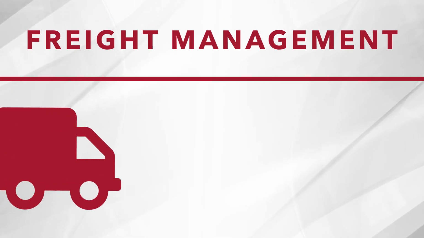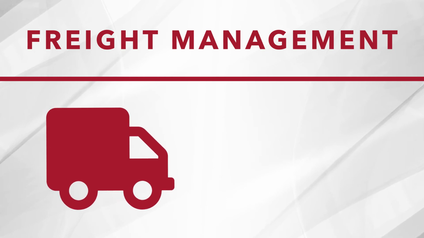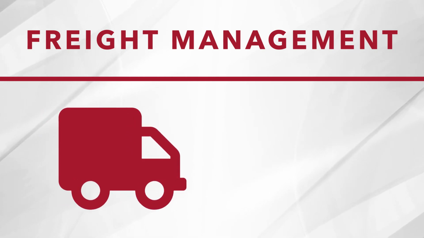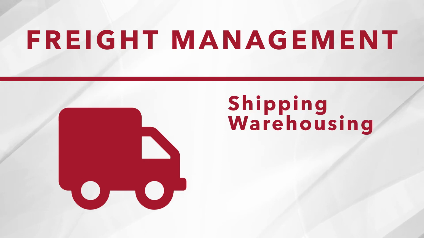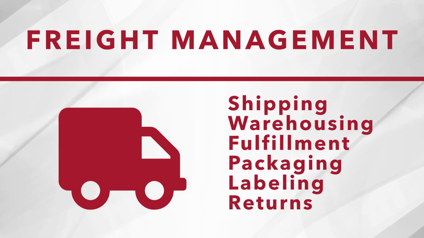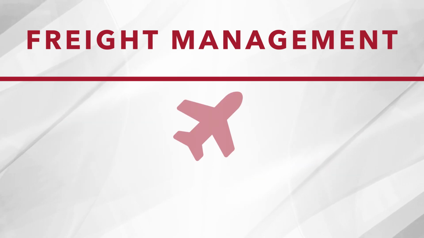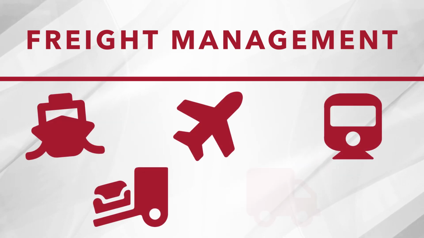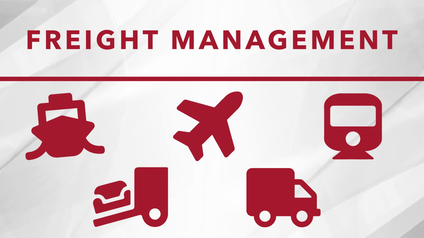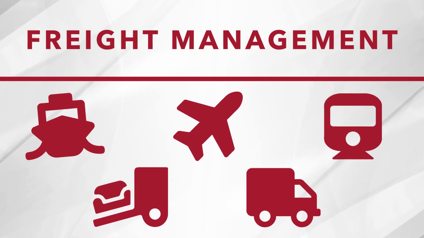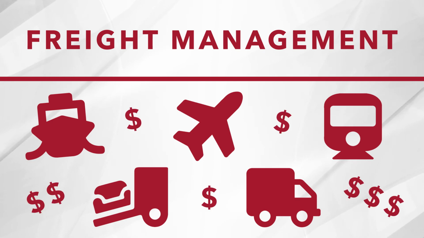Finally, we have the third cost, freight management. The cost of shipping your goods from where they are stored to where they are delivered needs to be factored into this equation. The freight costs include shipping, warehousing, fulfillment, packaging, labeling, and returns, if applicable. You can ship your goods by air, ocean, rail, highway, or courier. Each method of transportation has different costs associated to it, benefits, and delivery times. There are also many different carriers available for all budgets.